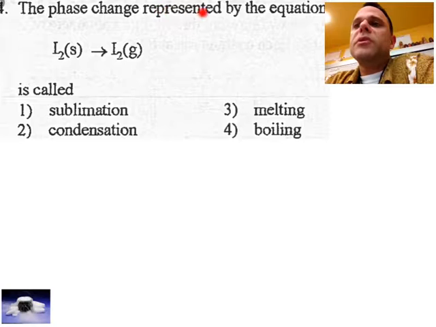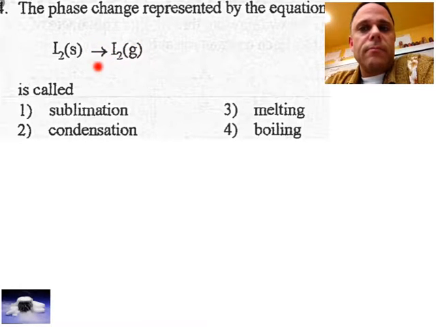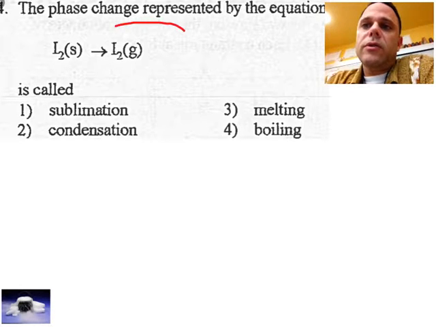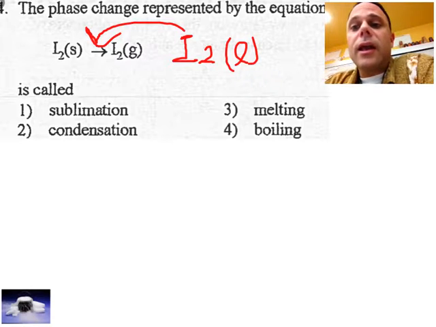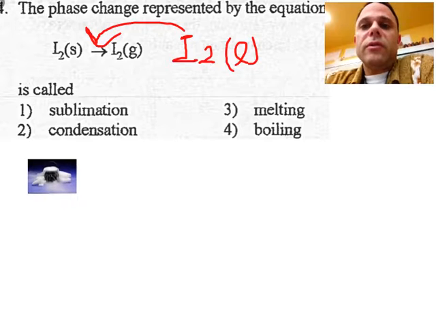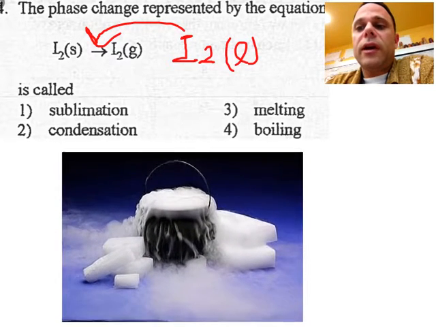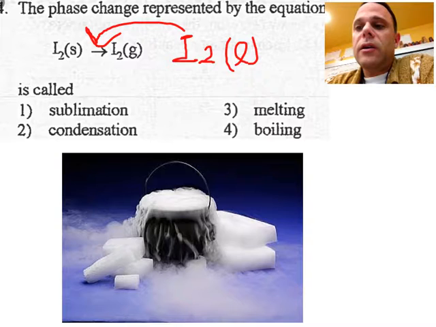Question number 14. The phase change represented by the equation: iodine solid is changing to iodine gas. Now, what is missing in this step? Well, you would typically see that iodine might actually turn into I2 liquid first. Well, in this case, that's not happening. And here is an example of a similar thing that happens when carbon dioxide is a solid and exposed to the atmosphere. It goes straight to a gas.